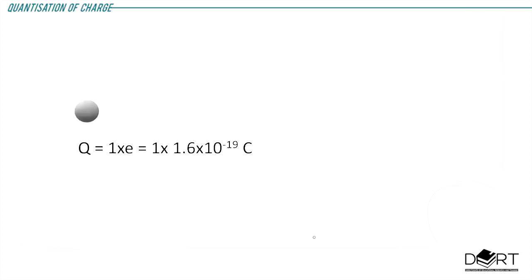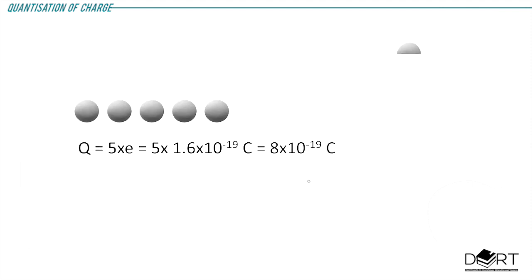Now let us carry this idea forward. If I take one single electron, then the charge on one single electron would be 1 into 1.6 × 10^-19 Coulomb. If, however, I take 2, then the charge is going to be 3.2 × 10^-19 Coulomb. If I take 3 electrons, then it's going to be 3 into 1.6 × 10^-19, which is 4.8 × 10^-19 Coulomb. And if I take 4, then it's going to be 6.4 × 10^-19 Coulomb. And if I take 5, it's going to be 8 × 10^-19 Coulomb.